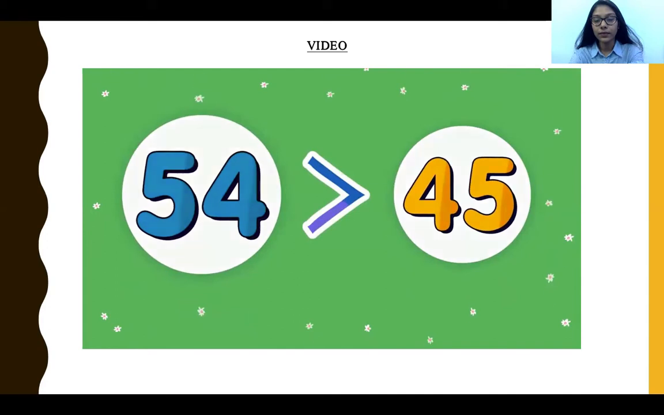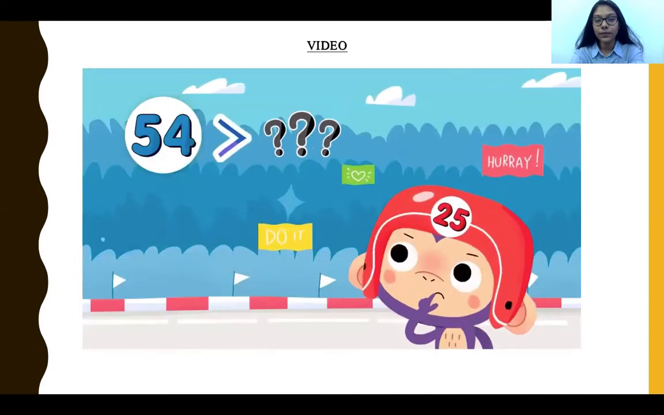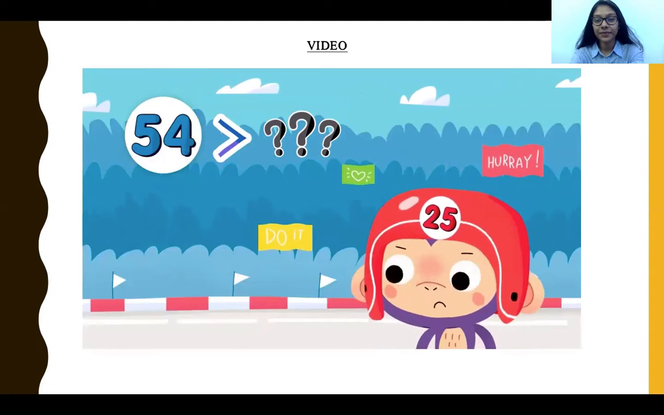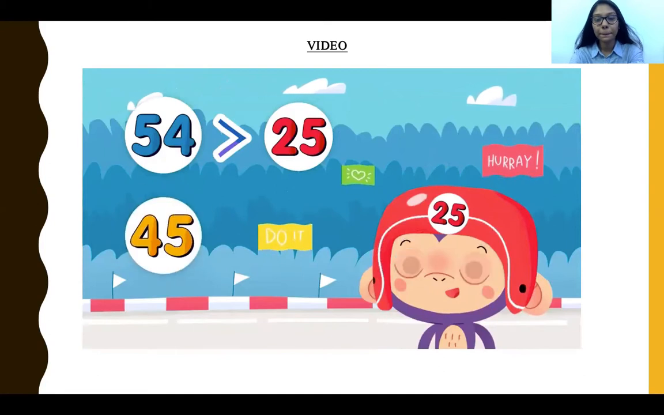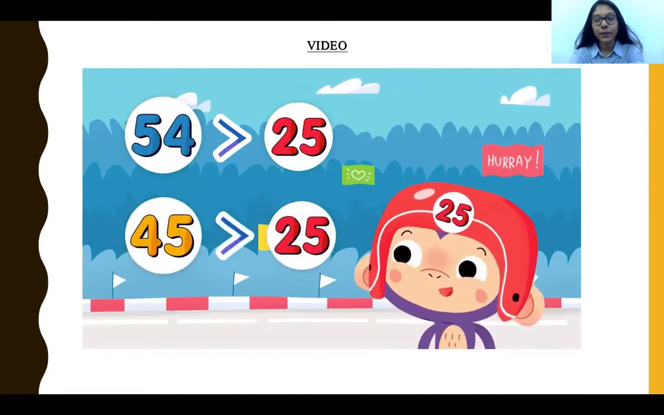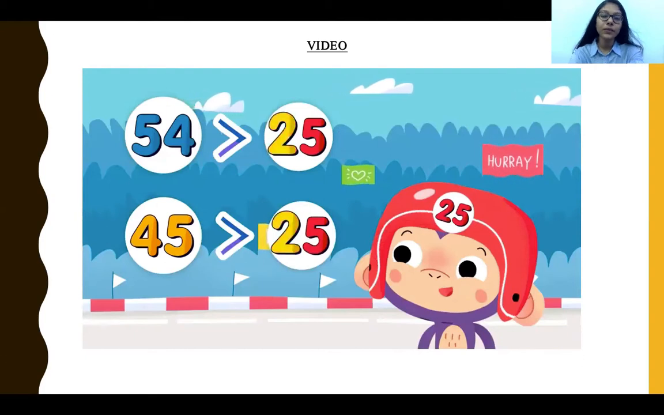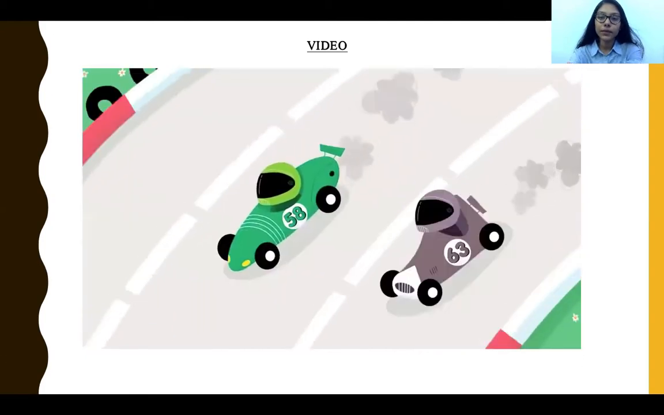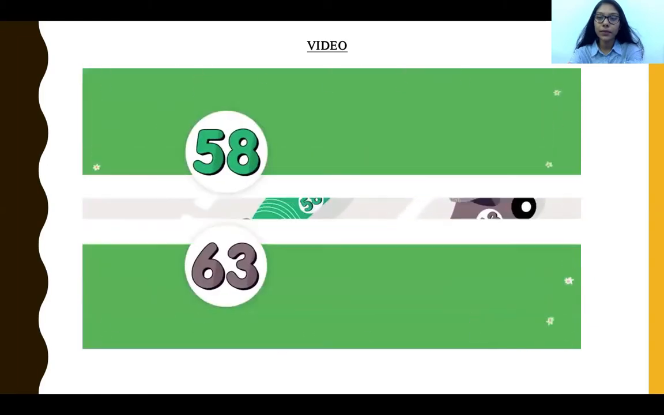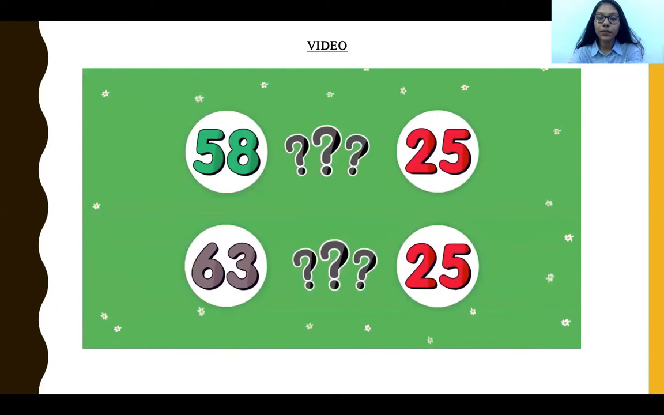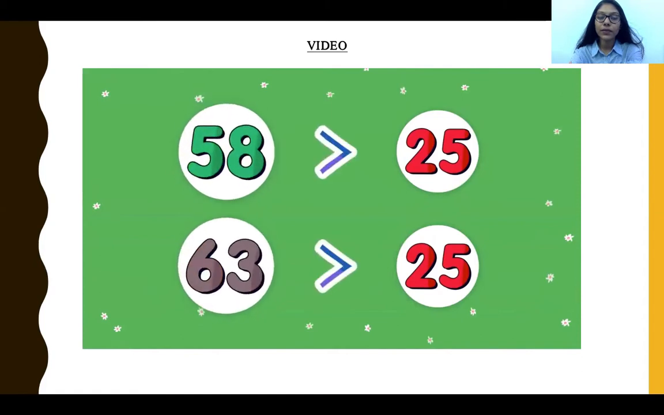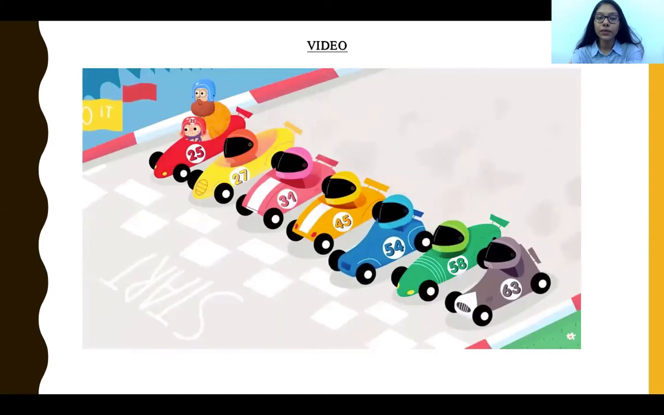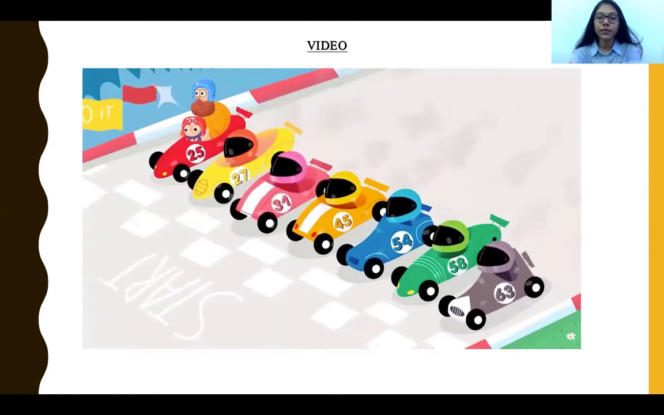Do you see another number that is less than 54? Yes, 25 is less than 54. It's less than 45 too. Because number 25 only has a 2 in the tens place. There are 2 more cars. Are the numbers greater than or less than 25? It looks like they both have bigger numbers in the tens place, so they are both greater than 25. Remember, look left and compare the tens place first.